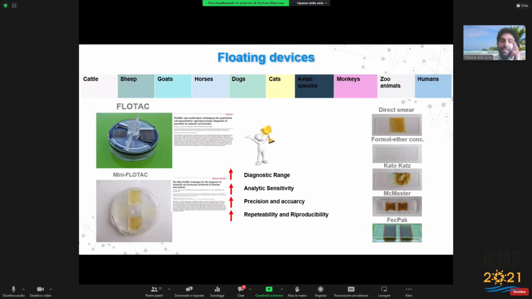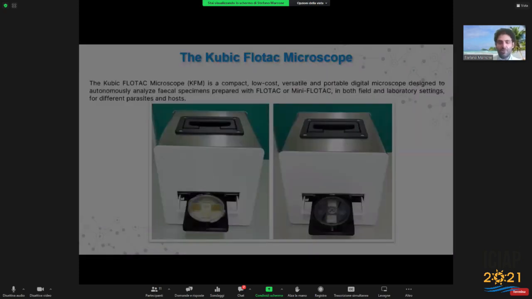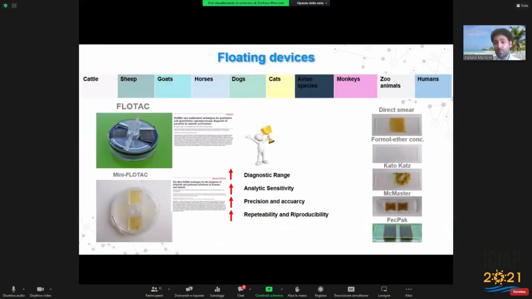In Naples, we developed what is called the FlowTAC and Mini FlowTAC, these two devices on the left side of the screen. They are very recent and new devices that are extremely more effective than those already available on the market, because they solve some of the problems affecting the other competitors. In particular, these two devices are able to spread the sample over the whole acquisition surface, so it's possible to be more accurate and fast at the same time.